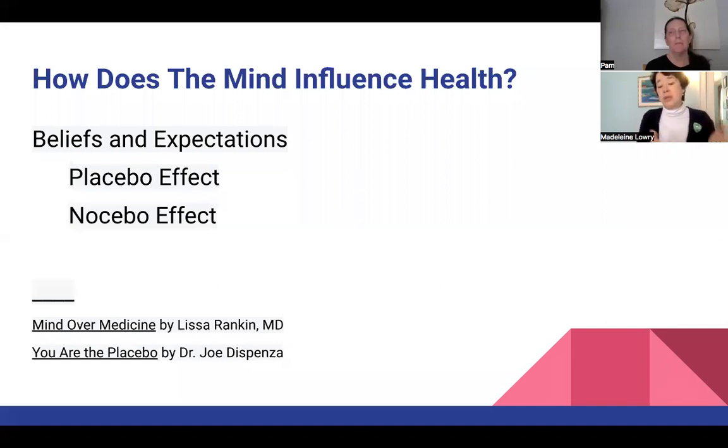Not only can it be used to your benefit, the placebo effect, but it can also be used to your detriment. And that's what the nocebo effect is. When a person is given a dire prognosis and they believe it, this can have the opposite effect, right? It can have a negative effect on your condition, on your state of health. A couple of books that I would recommend if you are interested in this are Mind Over Medicine or You Are the Placebo, and these are listed here.